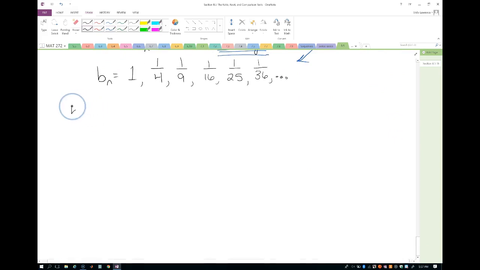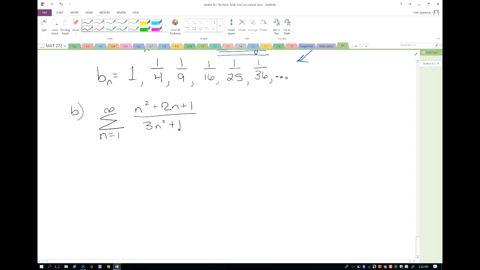We're going to look at one more really quick, where we're going to try to use the direct comparison test. So this time, let's say we're trying to find the sum from 1 to infinity of n squared plus 2n plus 1 over 3n squared plus 1.